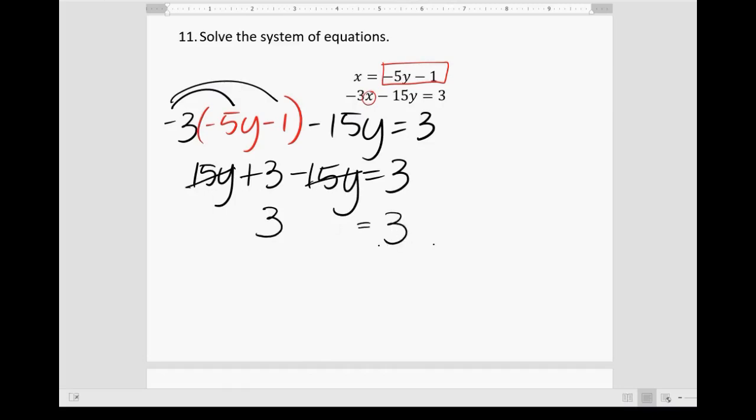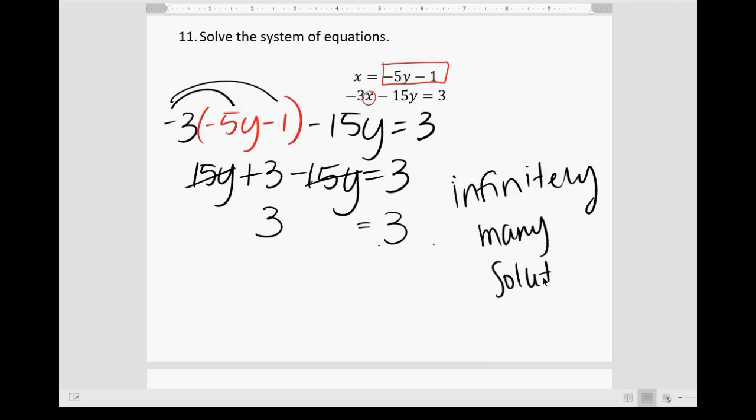Does 3 equal 3? Yes, it does. That's a true statement. So that means we have infinitely many solutions.